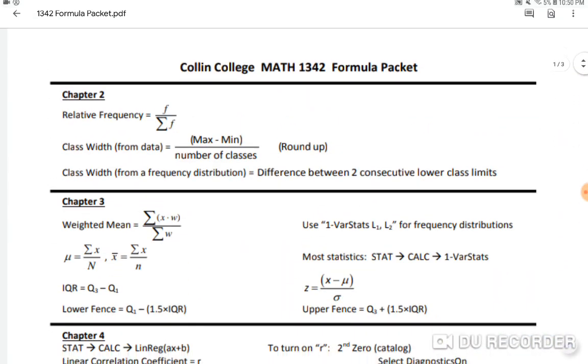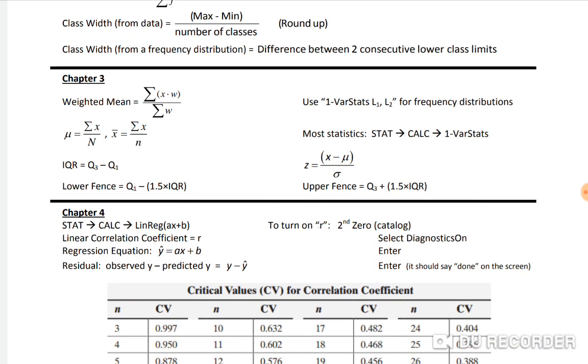Under chapter 4, here it is right here. It says to turn on R. Okay, so when you're looking for your correlation coefficient, remember that that's R, and we have to turn on the diagnostic. So here's your steps right here. So normally, we'd be in class and I would say, okay, everybody clear your calculators, and then I would go through and make sure that everybody was able to do it without any problems. But this time, since you're all online, I can't do that. So it is on the formula sheet. So this is what you'll do. You'll do second 0, select diagnostics on, hit enter. Then it should say done on the screen when you hit enter again. So we'll go through that.